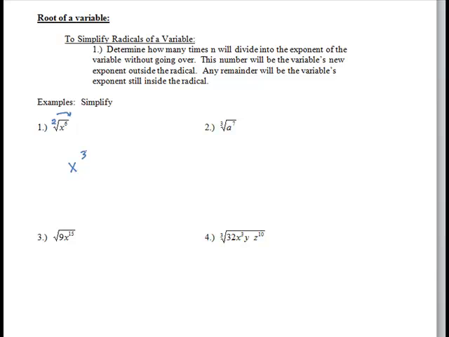Example 2, the cube root of a to the 7th. The index 3 goes in the 7 2 times without going over, so that becomes a's exponent outside the radical, a squared. But in this case we do have a remainder of 1. So that's going to be a's exponent still inside the radical, a to the first power, which of course we don't write, so we would just leave that written as a squared times the cube root of just a.